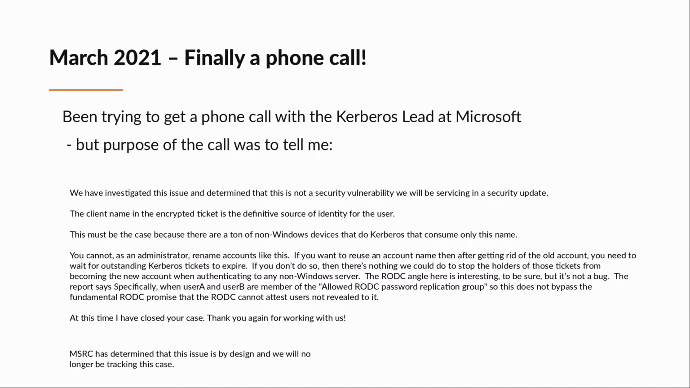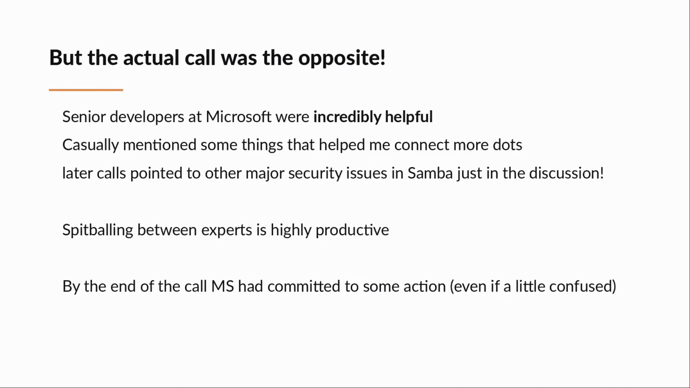But the problem was that on the phone call, we actually had the total opposite. The developers were really helpful. I mentioned some extra details, things like there was another name-based comparison that came up, and that was user-to-user Kerberos, which is this user-to-user GSS API, which in Kerberos is called something else, which always confuses me when you're finding it in the docs. It's encrypted ticket in subkey.